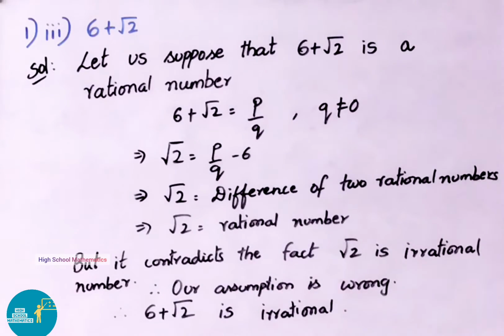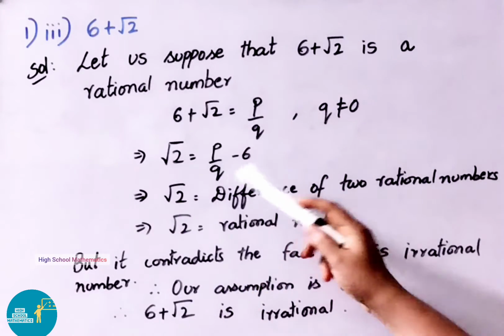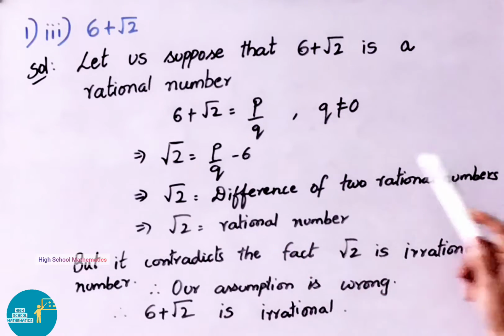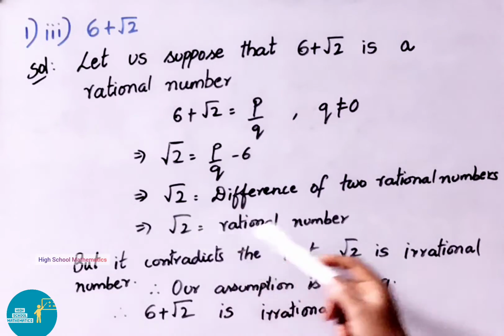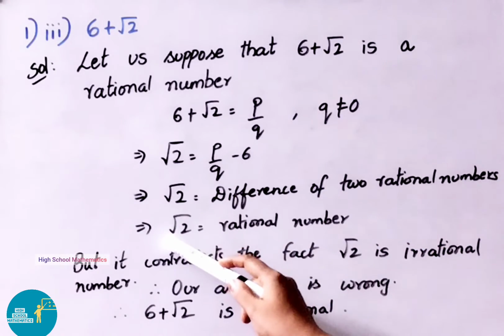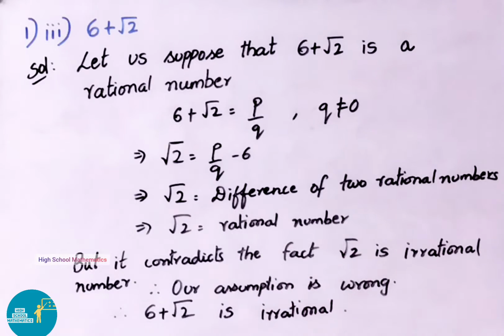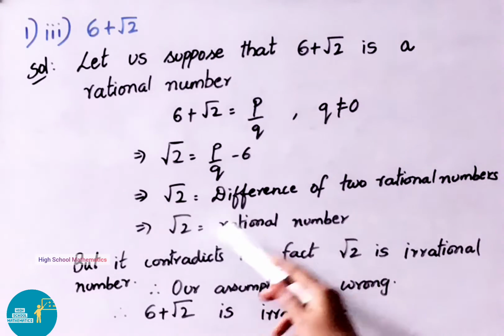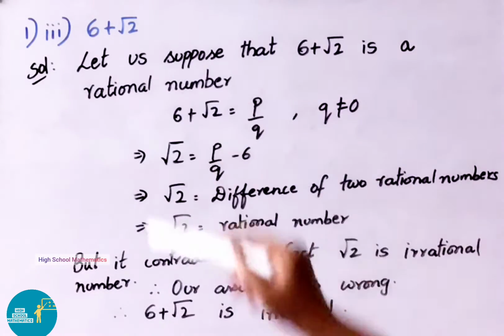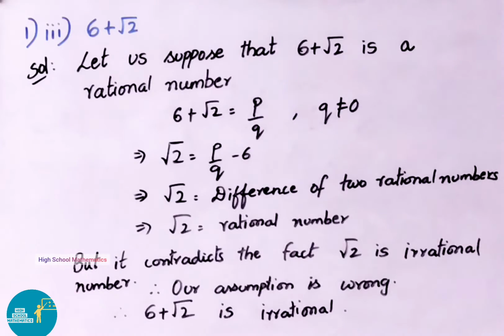That implies square root of 2 equals, these two are rational numbers, so it is the difference of two rational numbers. That implies square root of 2 equals the difference of two rational numbers, which is also a rational number. So we got square root of 2 equals a rational number. But it contradicts the fact that square root of 2 is an irrational number. So our assumption is wrong. Therefore we can say that 6 plus square root of 2 is irrational.